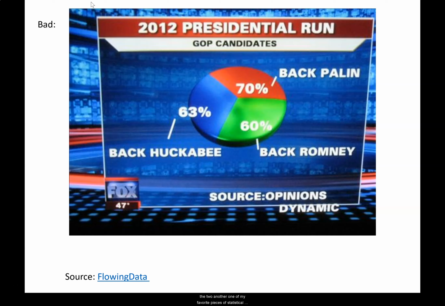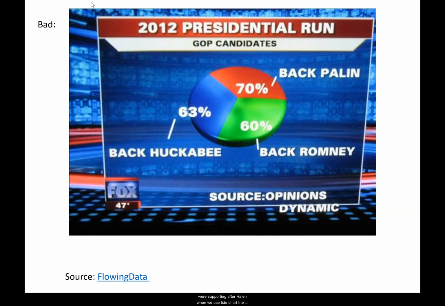Here's a graph created for the 2012 presidential election. In 2012, we had a lot of Republicans in the field, and Opinions Dynamic ran a poll. The intent of the poll was to determine who were people backing. Who were people supporting in this presidential candidacy? And we see that 63% were supporting Governor Huckabee, 60% were supporting Governor Romney, and 70% were supporting Governor Palin.